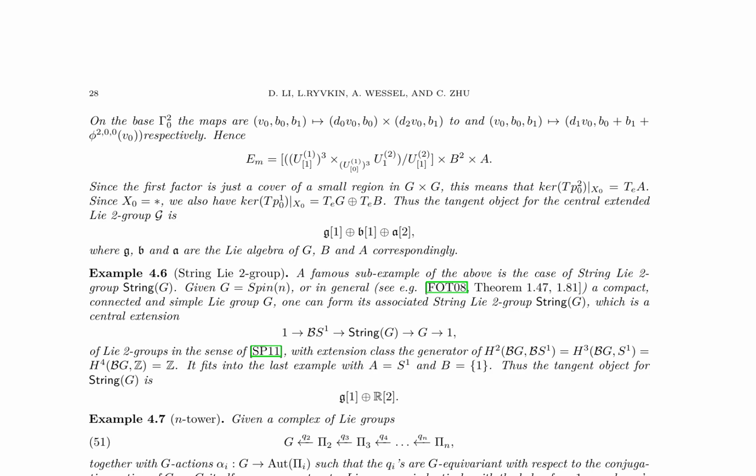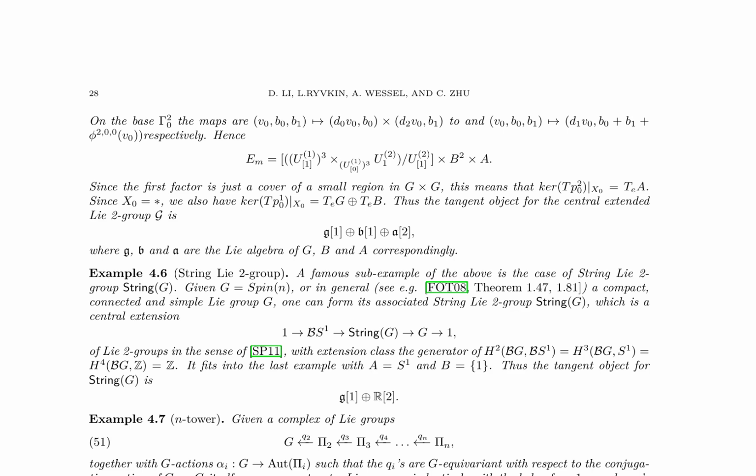In the context of Lie2 groups, the base gamma 2 is defined by the maps V0, B0, B1, right-pointing arrow, D0 V0, B0, times D2 V0, B1, and V0, B0, B1, right-pointing arrow, D1 V0, B0 plus B1 plus phi 2, 0, 0, V0, respectively. This leads to the expression M equals U 1, 1, cubed times U 1, 0, cubed U 2, U 2, 1, times B squared times A.